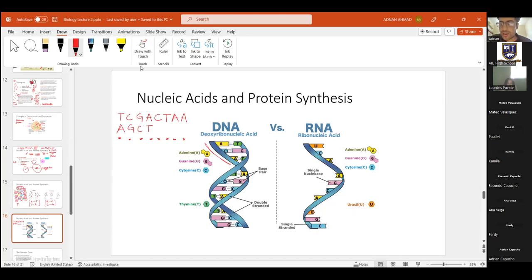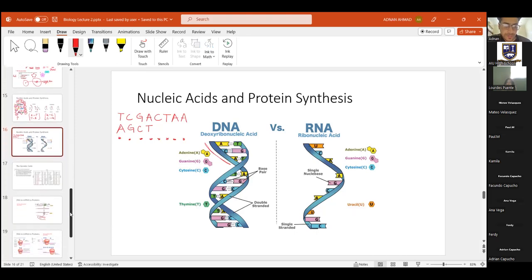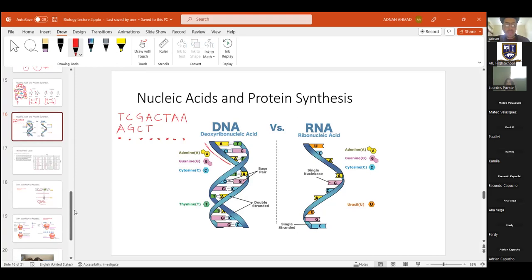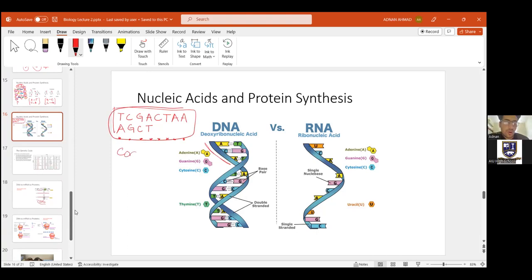So I hope the other students are also getting this. And this is very interesting and very, very important for the latest research that is happening these days. So I want you guys to pay attention and try to learn what I'm trying to teach you here. This code is called a genetic code, okay? So this is a genetic code. So we were discussing proteins.